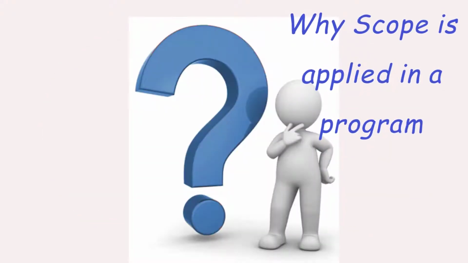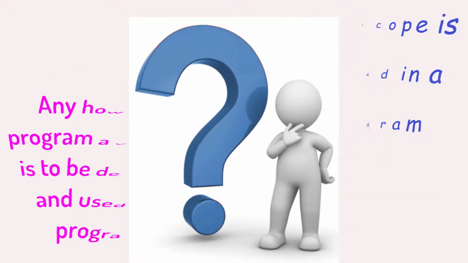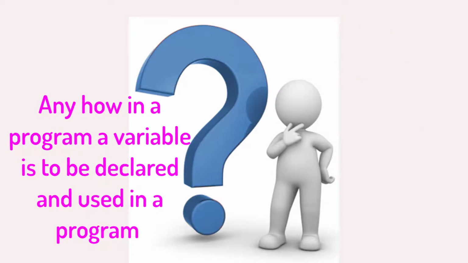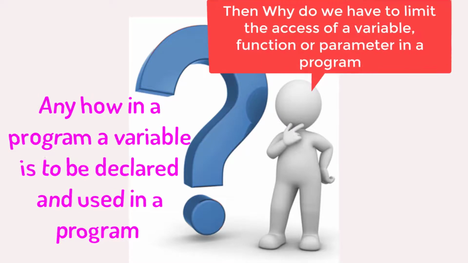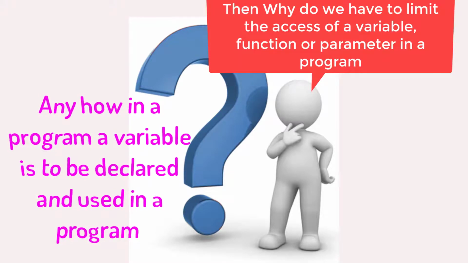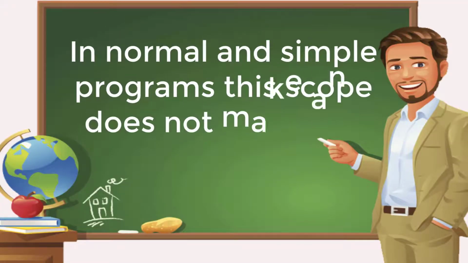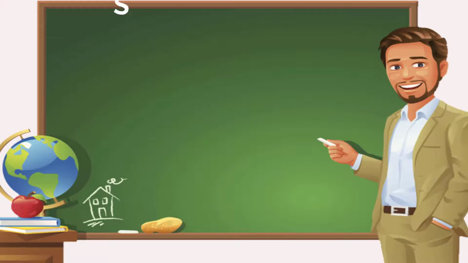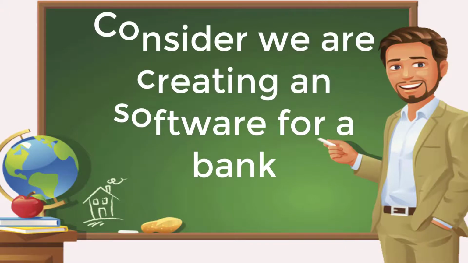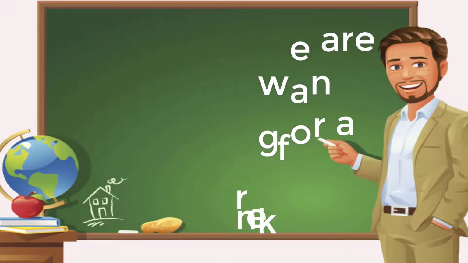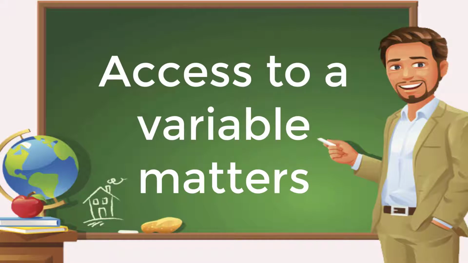You may wonder why this concept called scope is applied in a program. Anyhow, in a program, a variable is to be declared and used. Then why do we have a limit to access a variable, function or parameter inside a program? In normal and simple programs, the scope does not make any difference. Consider we are creating software for a bank. In such programs, access to a variable matters.